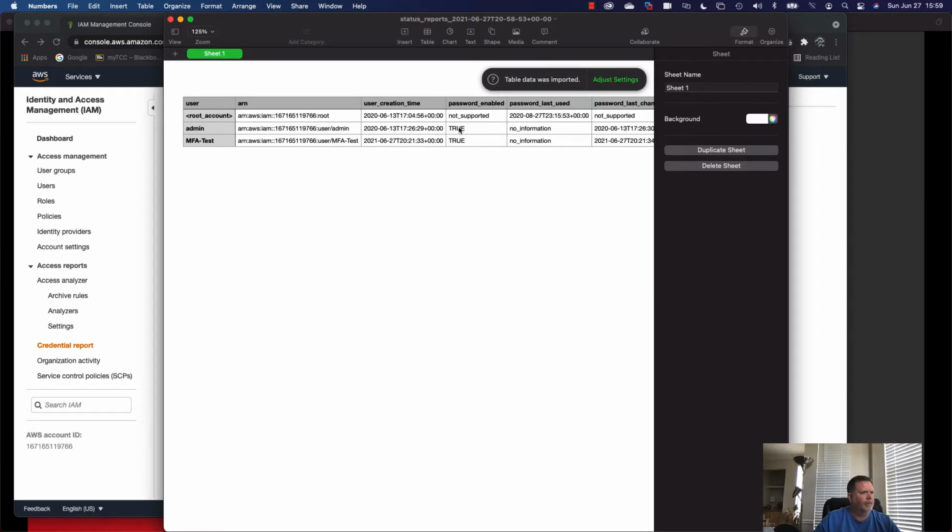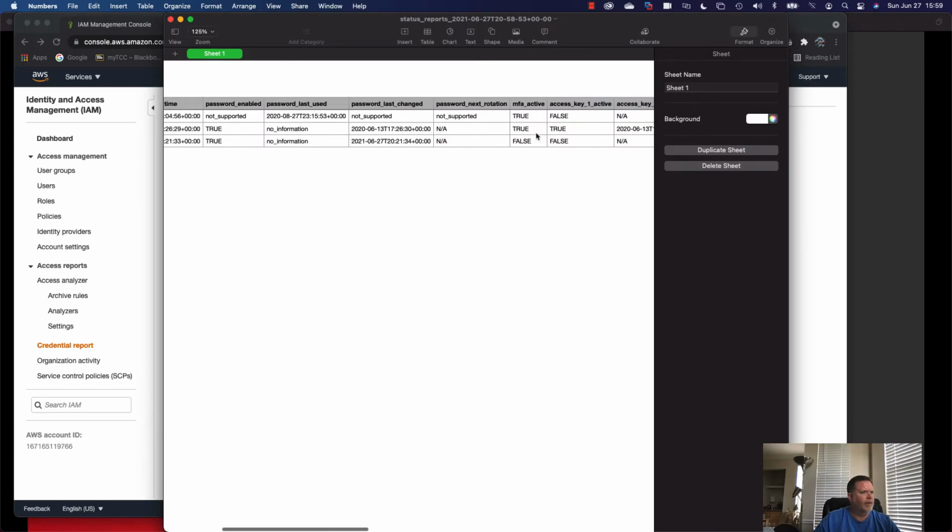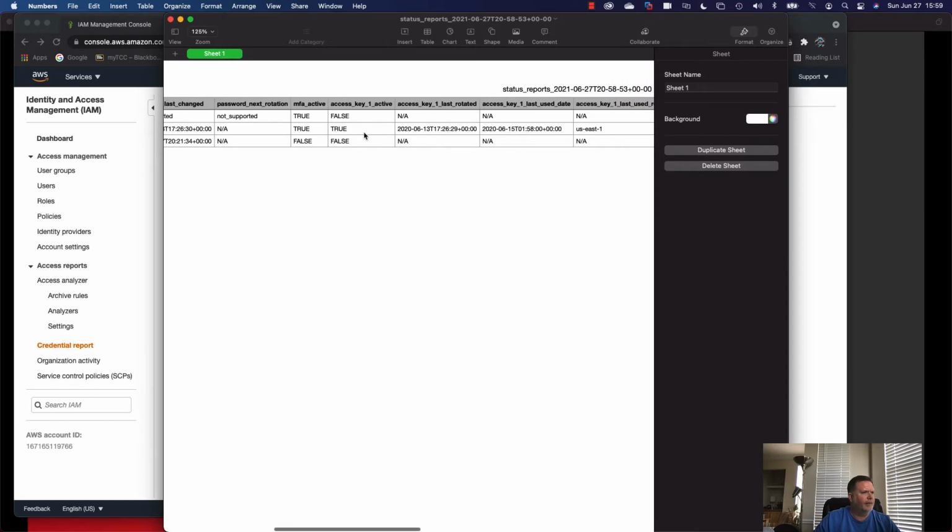And then it tells us when the user was created, when the last password was changed, the password rotation, and if multi-factor authentication is active. In our test account we didn't enable it, but I do have it on the root. I do have it on the other admin account here. Access keys, right? So I have one that has access keys. They're pretty old. I do need to rotate them on this account.